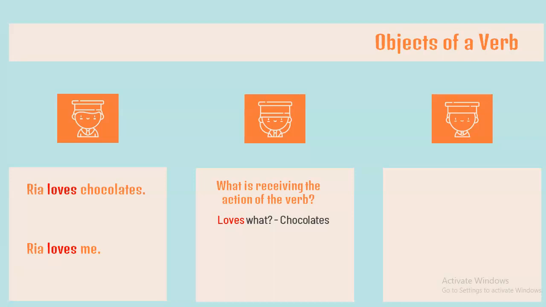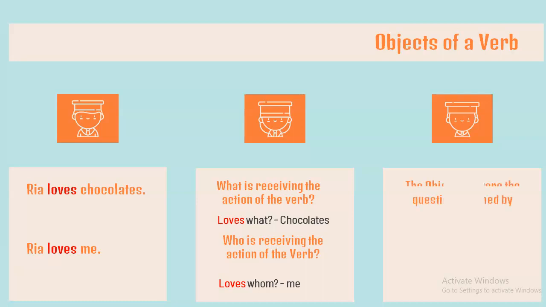The next one, Ria loves me. So, here, who is receiving the action of the verb? Or Ria loves whom? Ria loves me. So me is the object of the verb in this sentence. So we can say that the object of a verb answers the questions formed by verb plus what or verb plus whom.